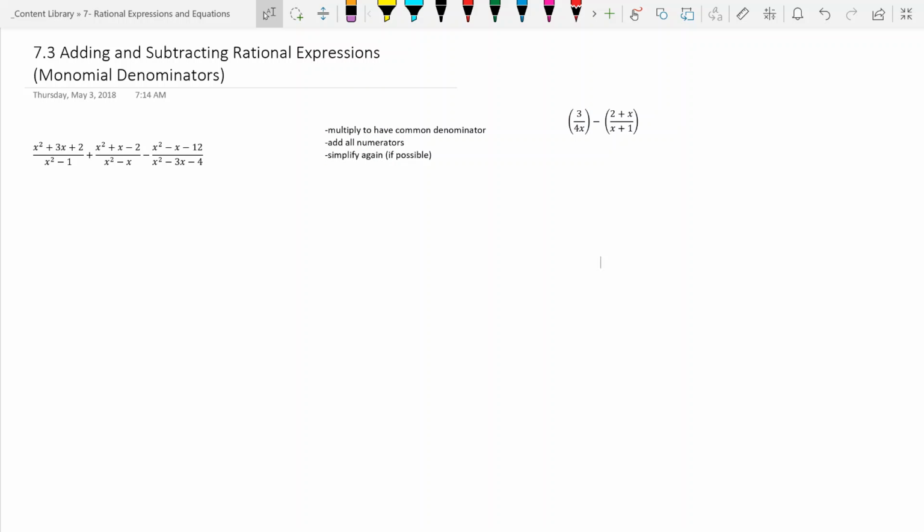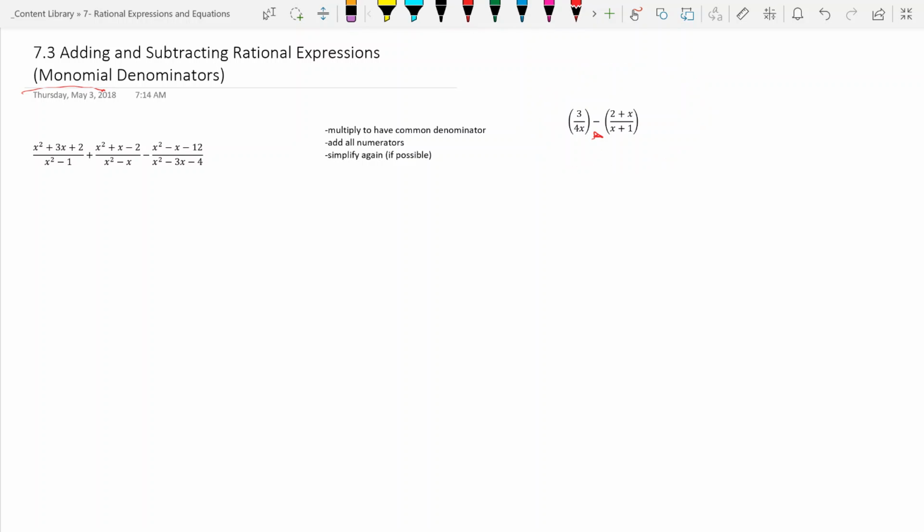All right, so we're going to look at 7.3, adding and subtracting rational expressions. This is usually with monomial denominators. We're going to look at a harder one with trinomial denominators, but it works the same way. So this is a question that'll look like, these are the basic ones, where you're going to have two terms that are added or subtracted together.